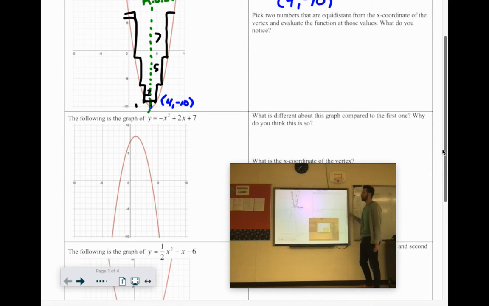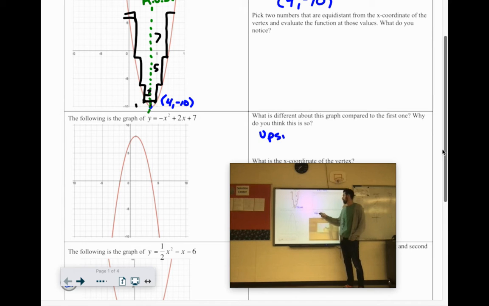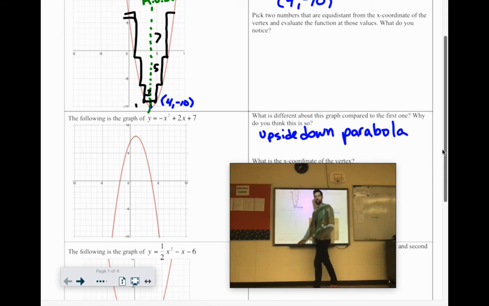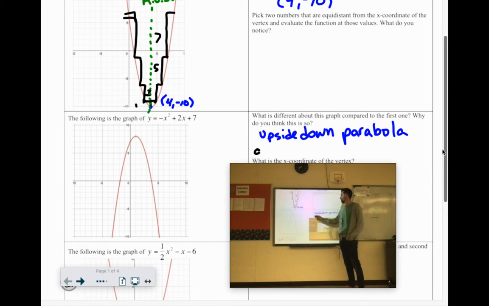Now this graph is negative x squared plus 2x plus 7. So what's different about this graph compared to the first one? Well, it's an upside down parabola. And why is that? Well, it's because A is negative, right? So A is negative, which means it's reflective.